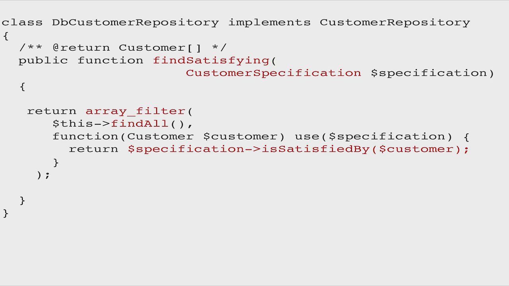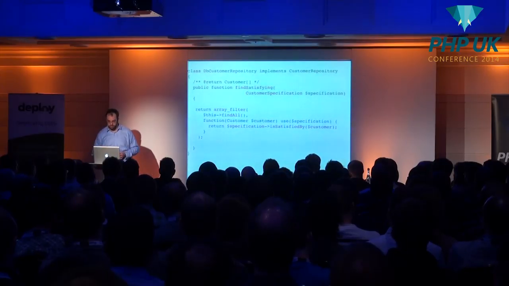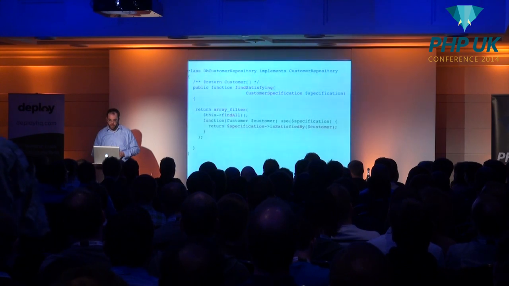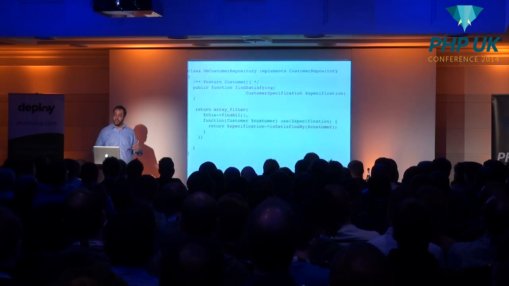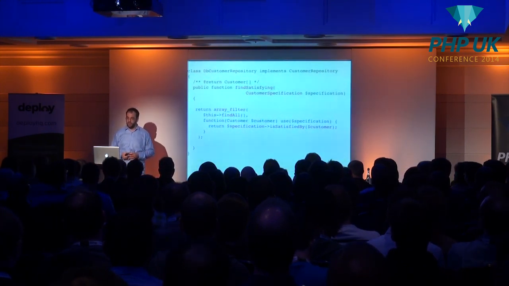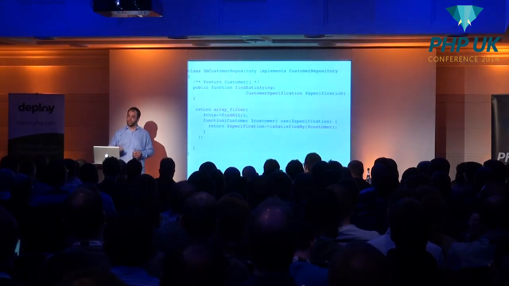You could do this with the array filter function, or if you're not familiar with it, you could just as well do this with a foreach and put all the customers where the specification returns true in a new array and return that. So it's the same thing. So this works really nice. We now have enforced our business rule using our specification.